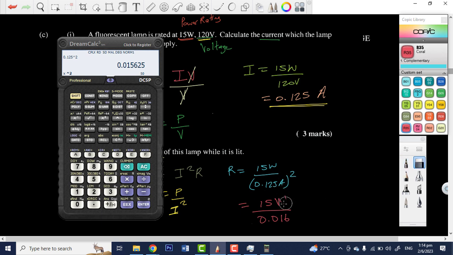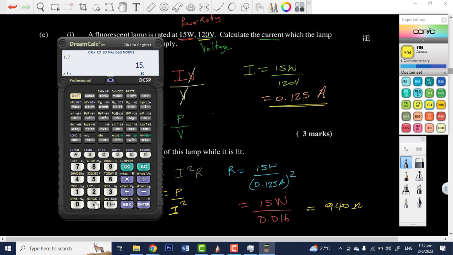Well, you could work it out in one go, if you're comfortable. But just to be safe, I like to do it step by step, especially when you don't want to compromise your answer. So when we square that, we get 0.016, rounded to two significant figures. Then we can say 15 divided by 0.016, and we get a value of 937, or approximately 940 ohms.